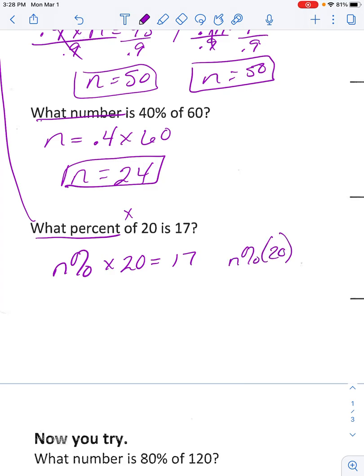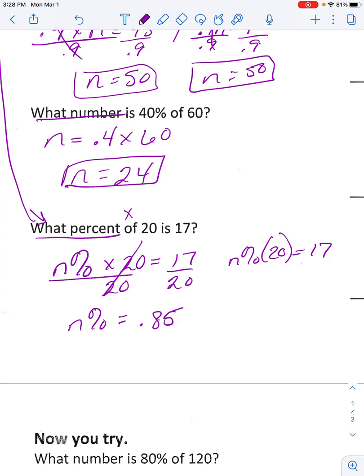Okay, another way to write this would be like this. It looks a little funky because that percent sign is in there, but we're going to keep it looking funky to remind us that we have to do some stuff at the end. Instead of multiplying by 20, we're going to divide by 20. That gets rid of the 20, and I still have some percent. 17 divided by 20 in your calculator gives us 0.85.